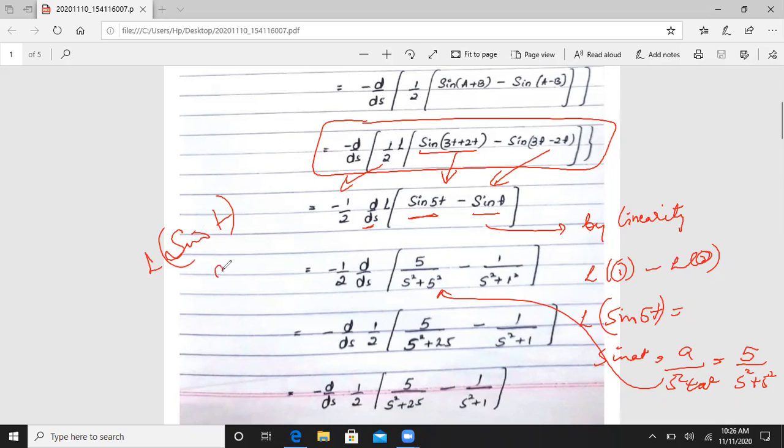Sin t is equal to a divided by s square plus a square. So a value is 1. That is 1 divided by s square plus 1 square. Okay, I will write this function here. When we simplify this function, we will get 5 divided by s square plus 25 minus 1 divided by s square plus 1.